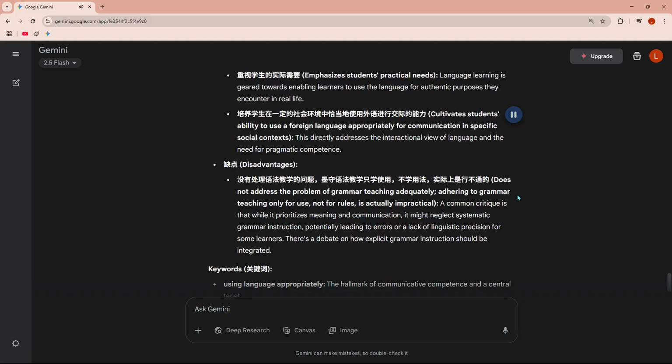A common critique is that while it prioritizes meaning and communication, it might neglect systematic grammar instruction, potentially leading to errors or a lack of linguistic precision for some learners. There's a debate on how explicit grammar instruction should be integrated.